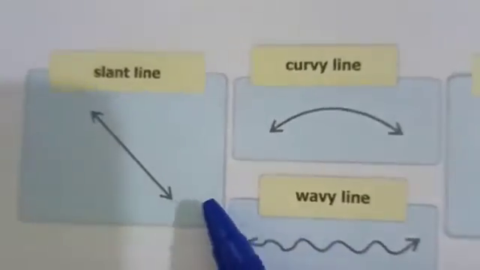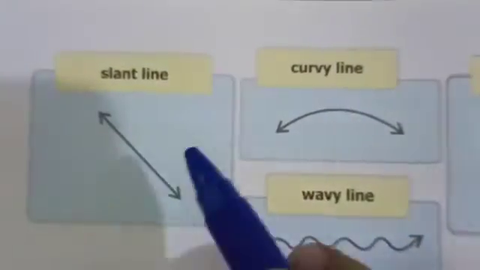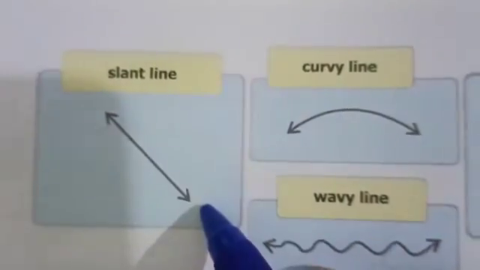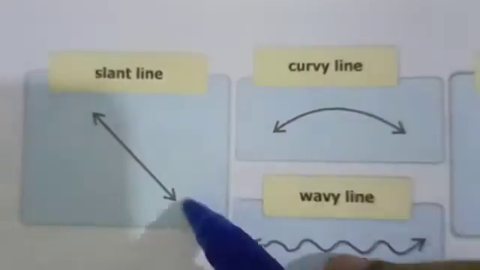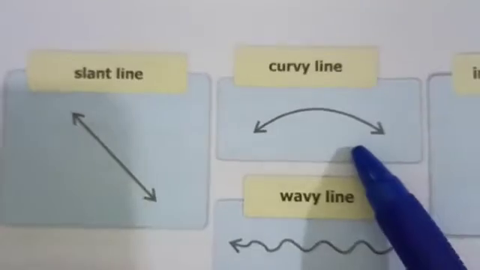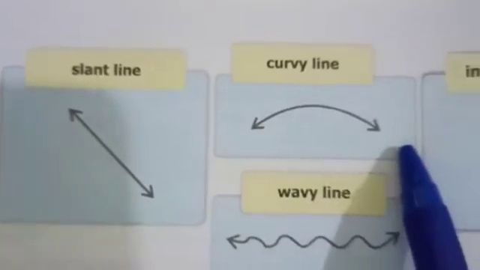Next is the slant line. It is neither horizontal nor vertical. It has some slope, a slant line. Okay, a little tilted, at some angle. Now the curvy line, having a curve.